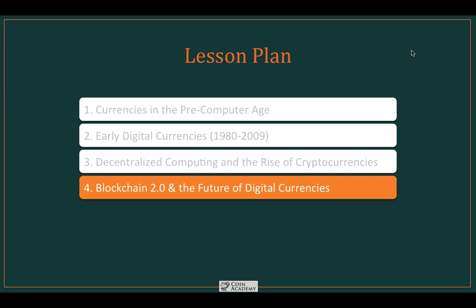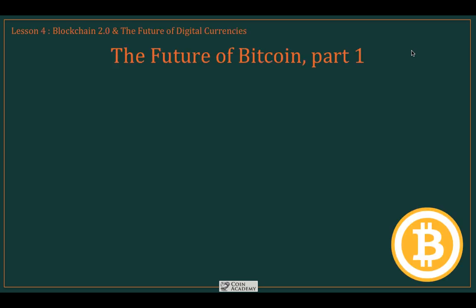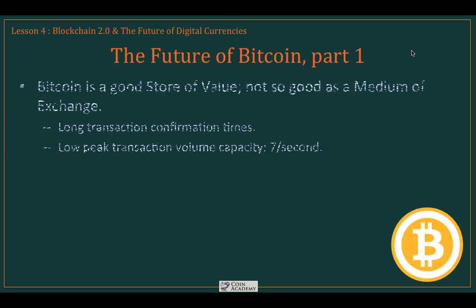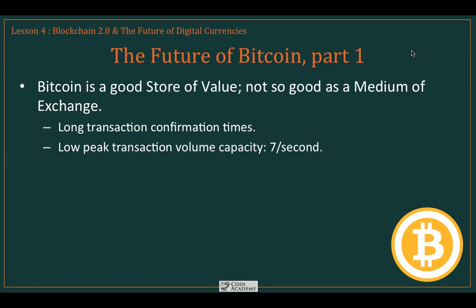Let's get started with the question we hear most often, that is, what's the future of Bitcoin? Well, we'll start off by saying that Bitcoin is a good store of value, but it's not so good as a medium of exchange. There are 2 reasons for this. First, the long transaction confirmation times. It takes at least 10 minutes for a Bitcoin transaction to be confirmed.